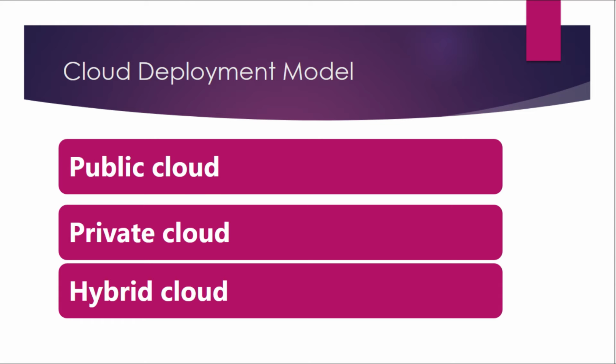The next one is private cloud. A private cloud refers to cloud computing resources used exclusively by a single business or an organization. A private cloud can be physically located on the company's on-site data center. Some companies also pay third-party service providers to host their private cloud. A private cloud is one in which the service and infrastructure are maintained on a private network.